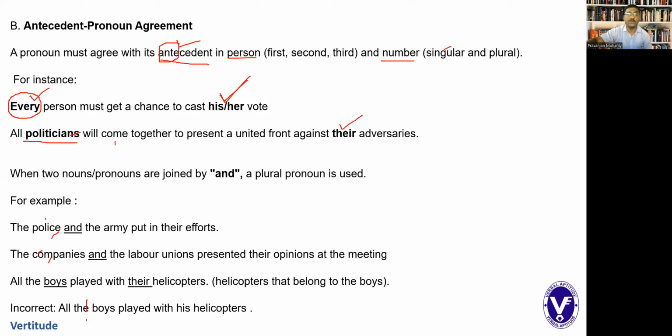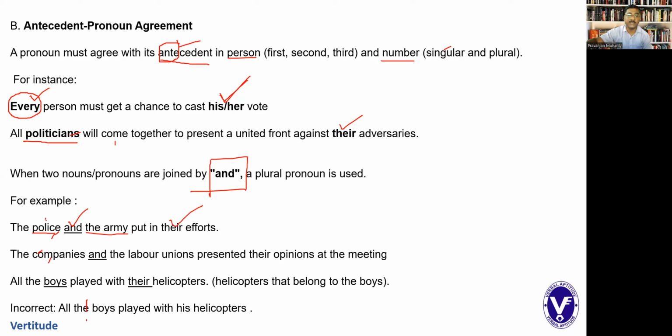When two nouns or pronouns are joined by and, a plural is used. The police and the army. The police, this is one; the army, another one, joined by and. You can find the same reference in my other video on subject verb agreement. All these rules I have discussed there. The police and the army put in their effort.